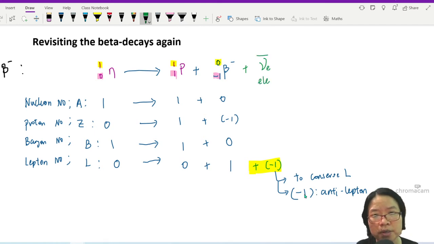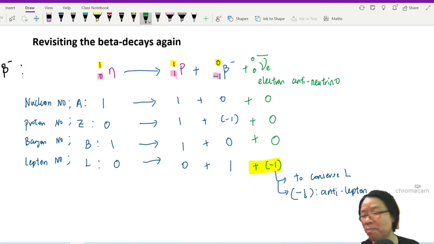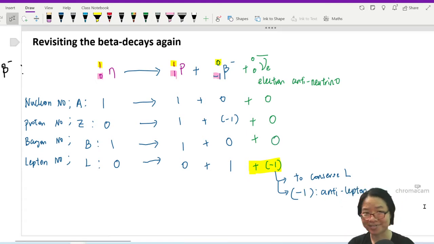So what we will have here now would be the electron anti-neutrino. What is the nucleon number? 0. What is the proton number? 0. What is the baryon number? It isn't a baryon, and it isn't an anti-baryon either.